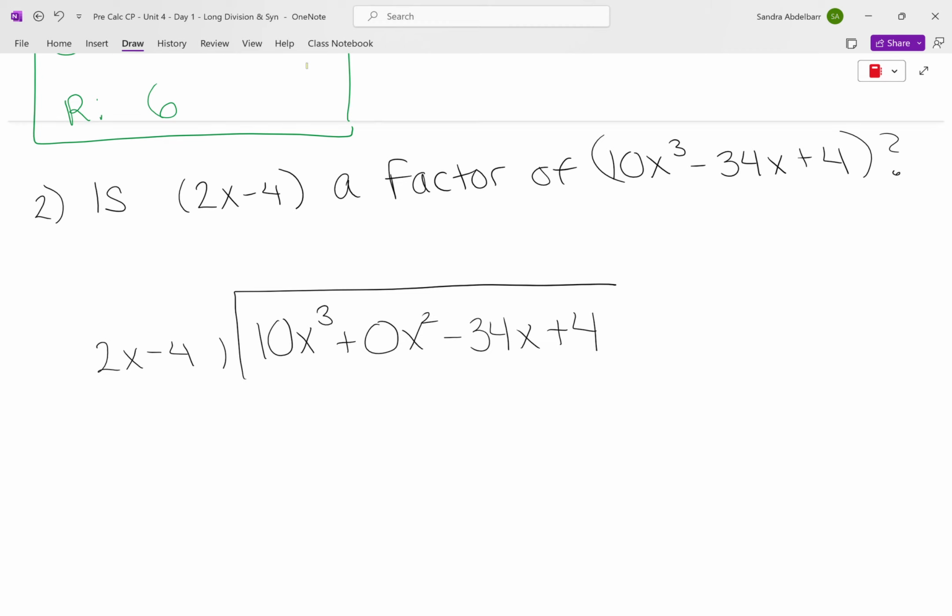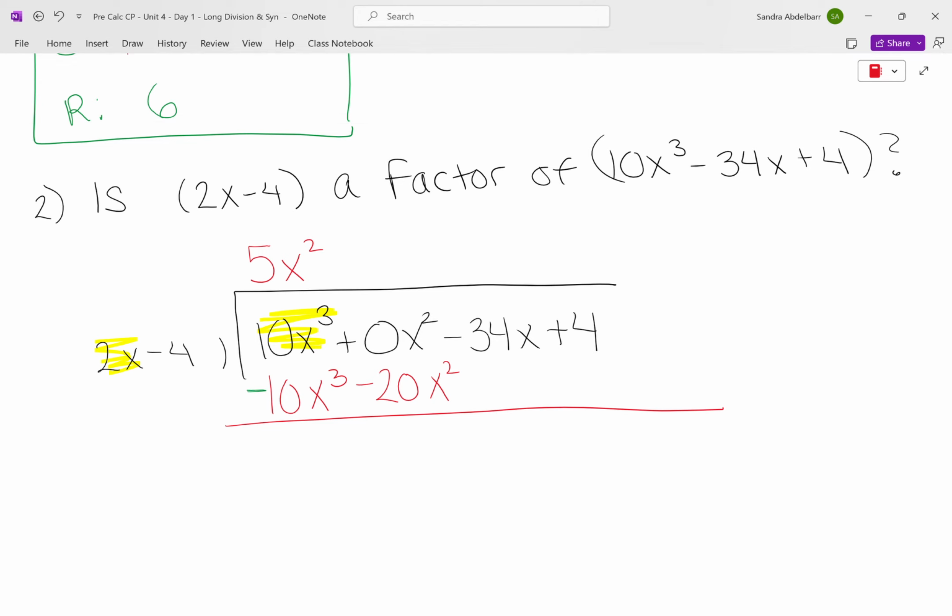Okay, so what should we have done? So we're going to ask ourselves, well, 2x times what will give us 10x cubed? 2x times 5x squared. So then we have 5x squared times 2x is 10x cubed. 5x squared times a negative 4 is a negative 20x squared. Now remember, we're subtracting, so because we're subtracting, we have to change all the signs to the opposite. So the 10x cubes cancel. Then we have 0x squared plus 20x squared brings us down to a 20x squared. Then you bring everything else down.